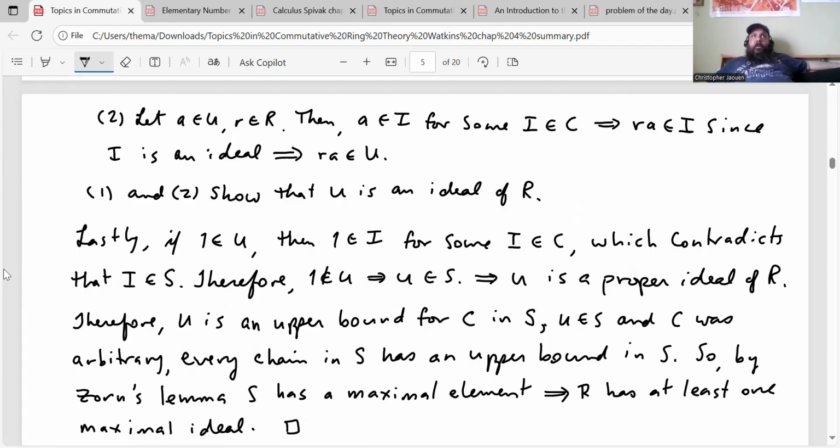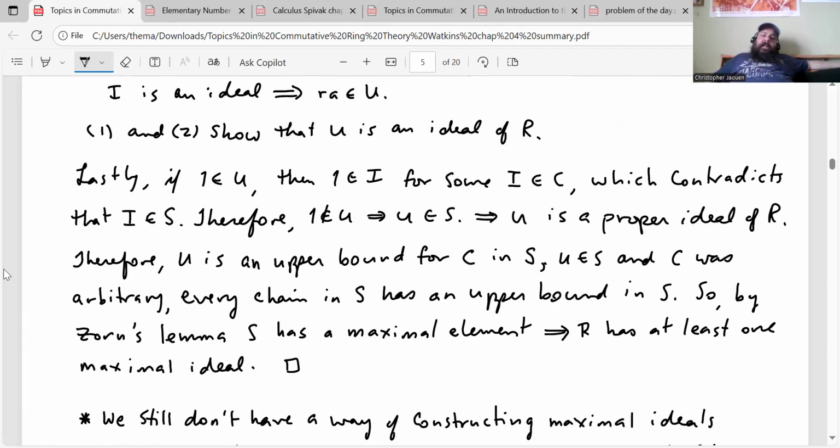Remember, S is the set of all proper ideals of R. Therefore, 1 is not an element of U, which implies that U is in S. So U is a proper ideal of R. Therefore, U is an upper bound for C in S.